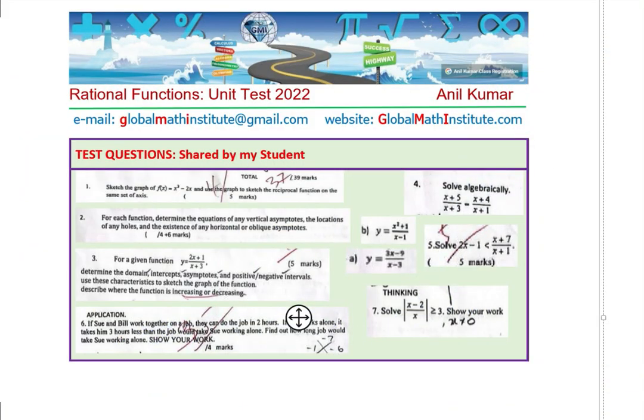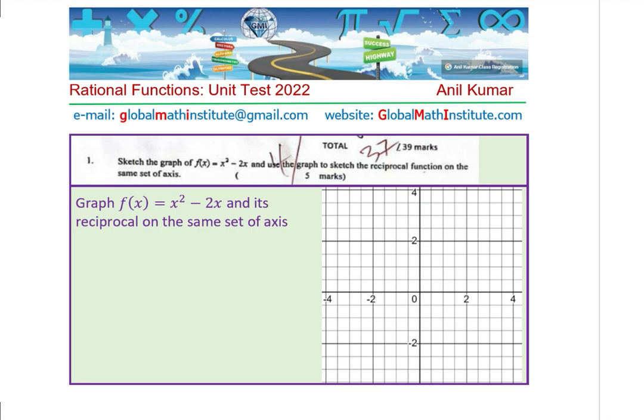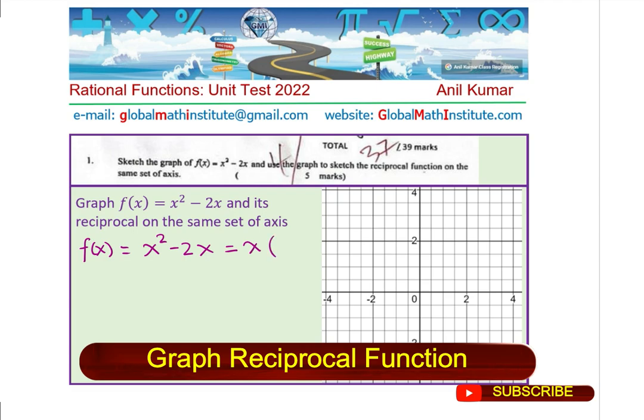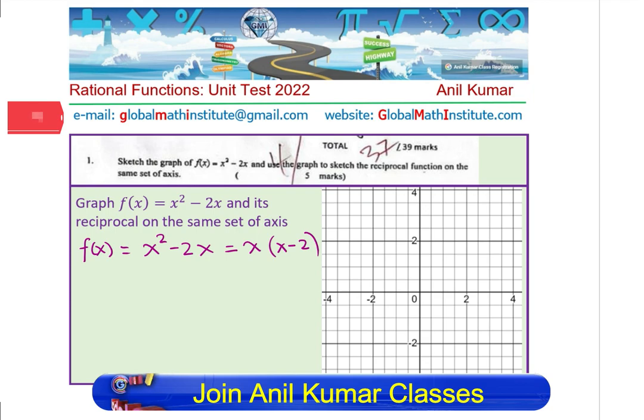So now, let's begin with the solution of question number 1, which is graph f of x equals x squared minus 2x and its reciprocal on the same set of axes. So once you are given the function f of x equals x squared minus 2x, a quadratic function, the best part is just to factor, right? So when you factor out x, you get x minus 2. Clearly, it gives you two zeros, which we are looking for. The two zeros are at x equals 0 and at x equals 2.